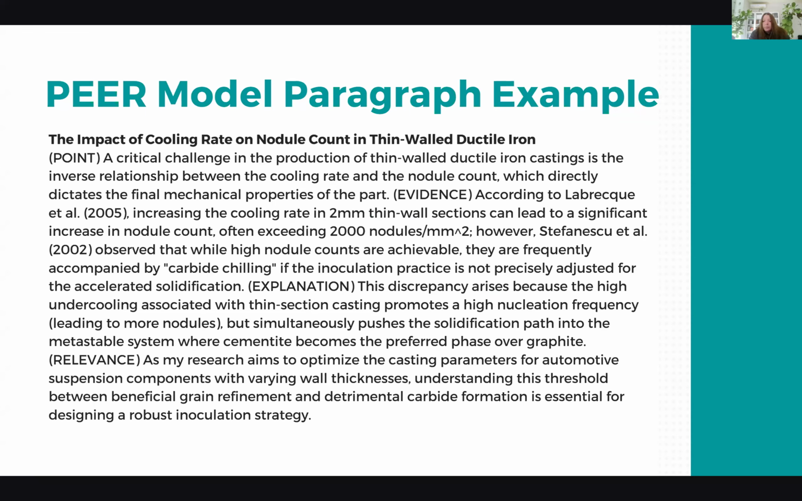According to Lebrecht, increasing the cooling rate in 2 mm thin wall sections can lead to a significant increase in nodule count, often exceeding 2,000 nodules per square millimeter. However, Stefanescu observed that while high nodule counts are achievable, they are frequently accompanied by carbide chilling if the inoculation practice is not precisely adjusted for the accelerated solidification.